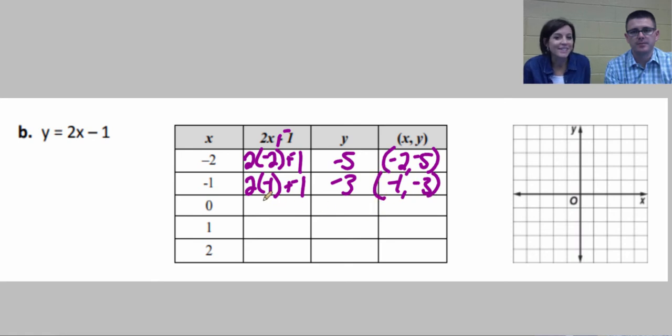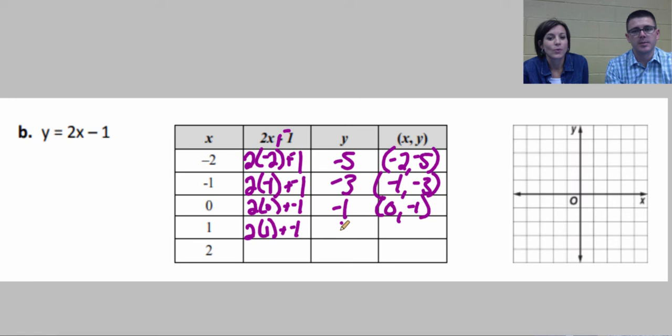Oh, I get 0 again. 0 plus a negative 1, I'm still writing it out, is negative 1. 0, negative 1. Then I plug in a positive 1, so 2 times 1 is 2, plus negative 1 is a positive 1. So I have 1, 1.